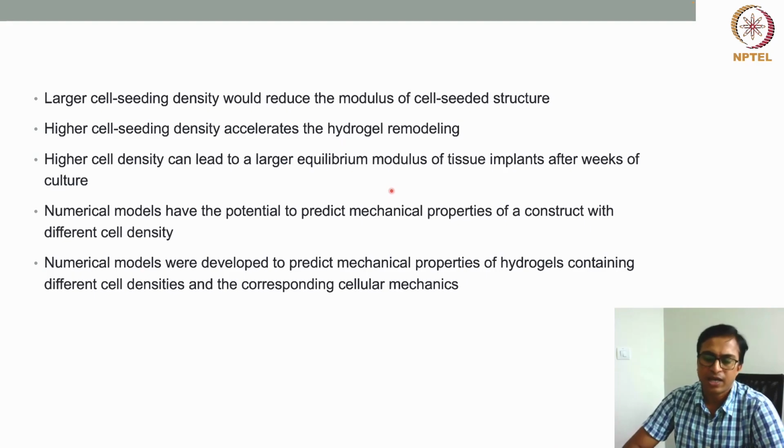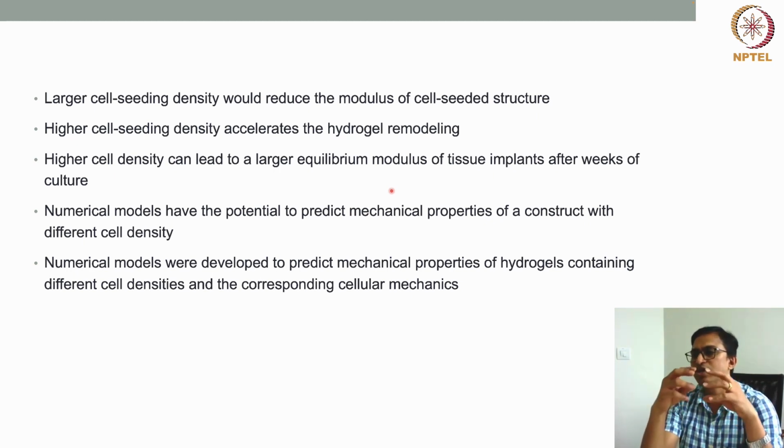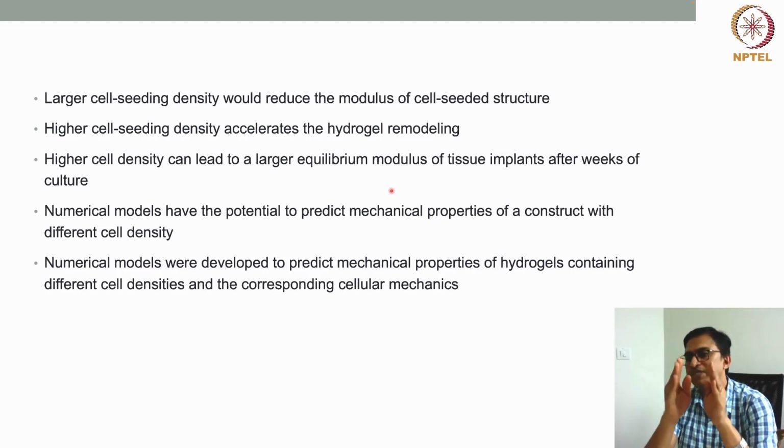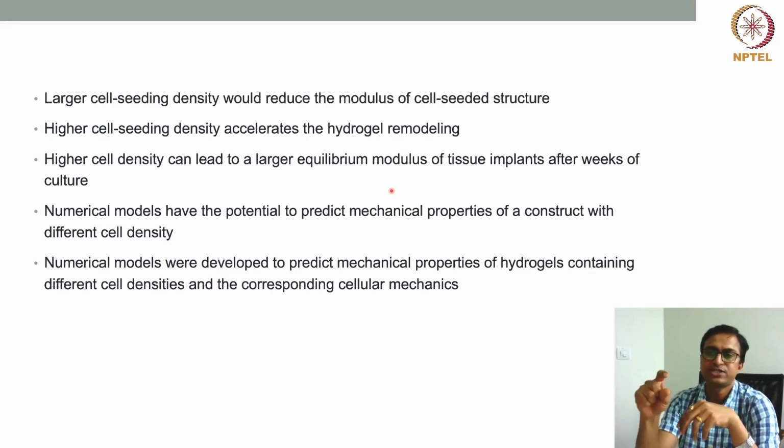Another important thing to consider is the mechanical property of the printed construct. If your cell density is very high, that would definitely reduce the modulus of the cell-seeded structure. That means the modulus of the printed structure with the same concentration of bioink without cells and with cells will be very different. With cells, typically, the modulus of the initial cell-seeded structure would be lower than if the structure is printed without the cells.